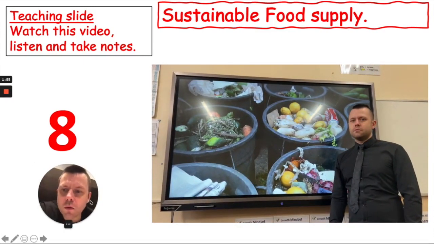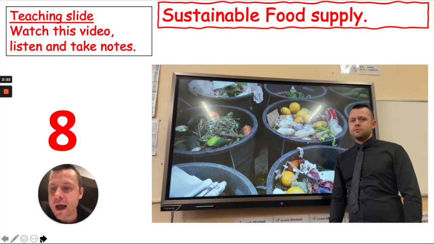Okay, so loads of different examples of how we can produce food more sustainably there. In the specification, it expects you to know each of those. Basically the name of it, how it works, and then being able to explain and outline in a bit more detail how that's going to increase food supply.